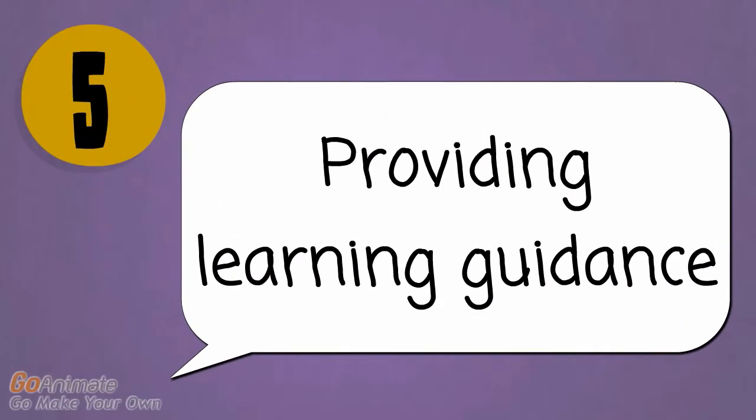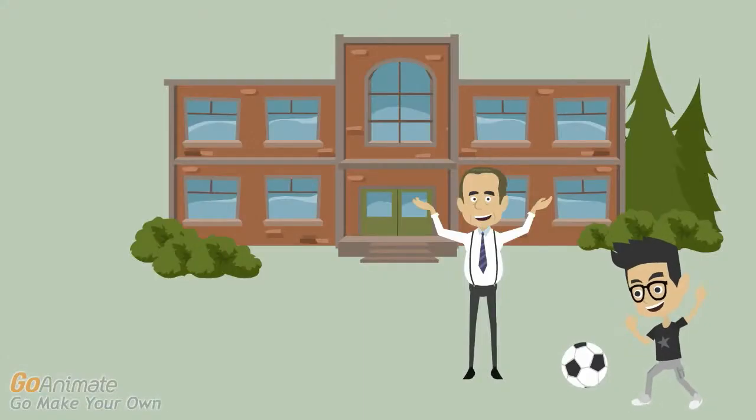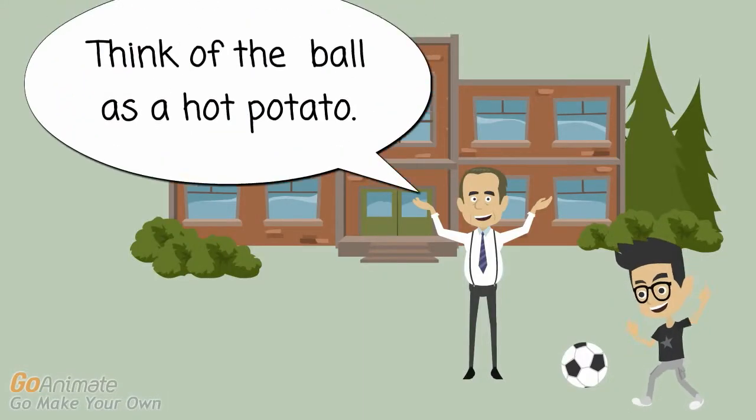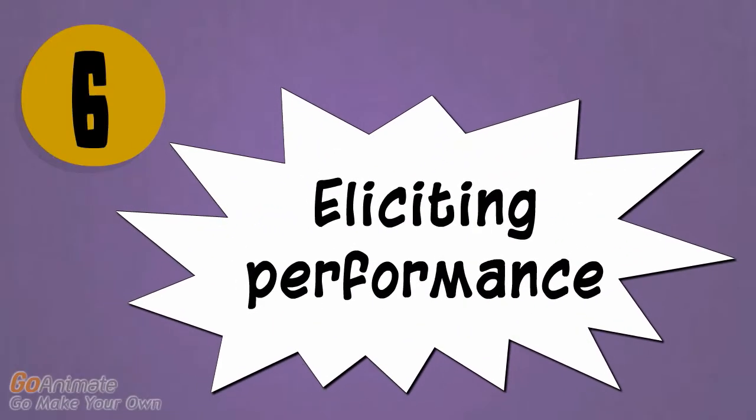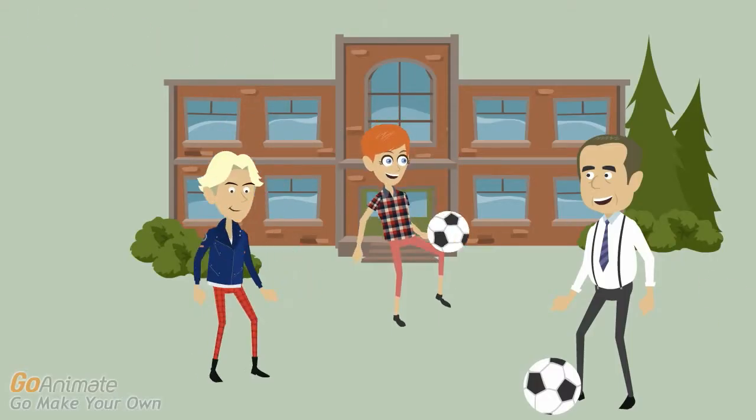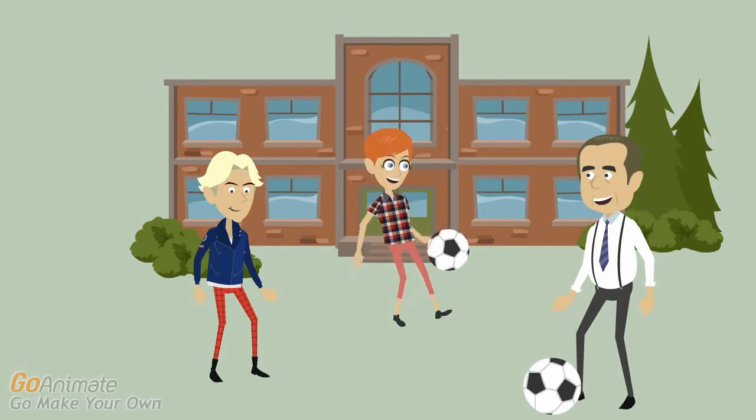Stage 5 is providing learning guidance. This is where the teacher tries to make the thing that they are teaching as meaningful as possible to the lives of the students. Stage 6 is eliciting performance. This is where the teacher asks the student to demonstrate the new skill.